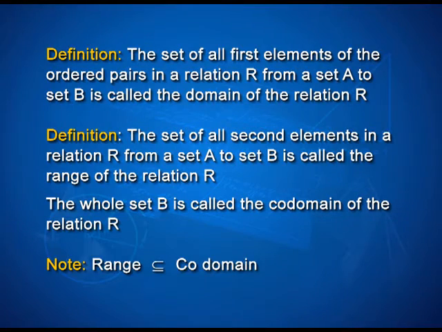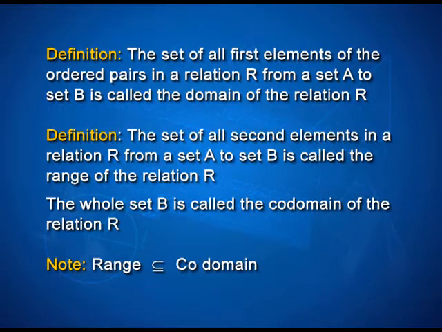Also, the term codomain is related to the concept of relation. The entire set B, from where the elements can be related to the elements of set A, is referred to as the codomain. We also say that range is the collection of all the images of the first elements present in the ordered pairs that are part of the relation. The second element in that ordered pair is referred to as the image of the first element, and range is the collection of all the images.